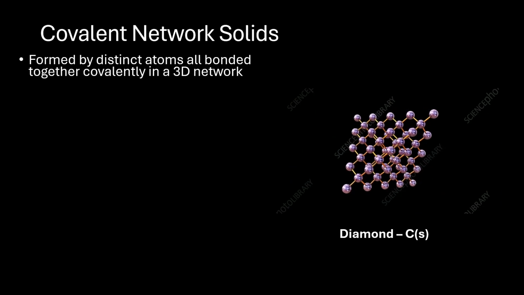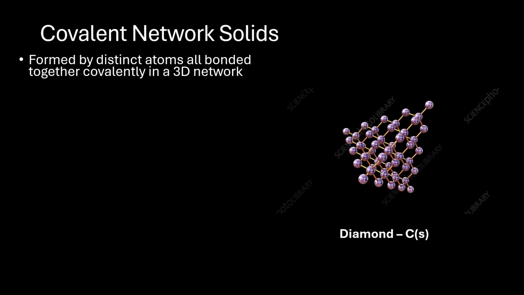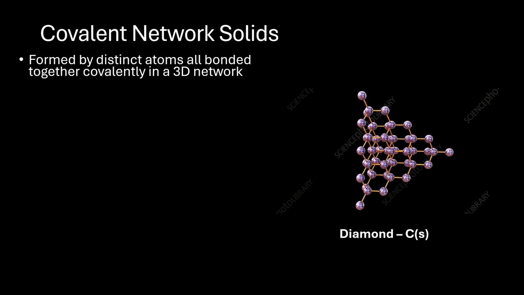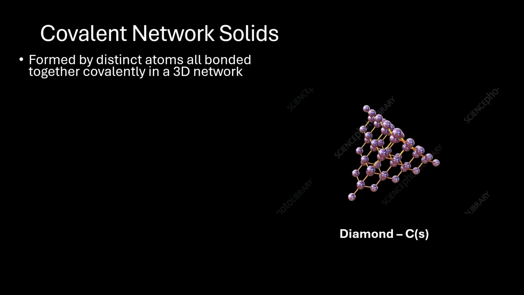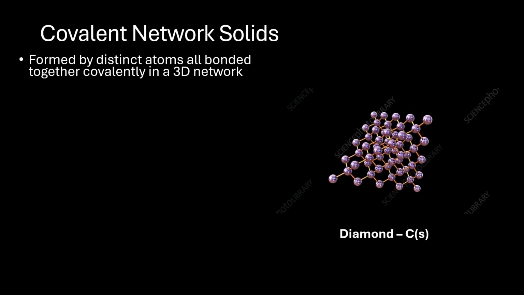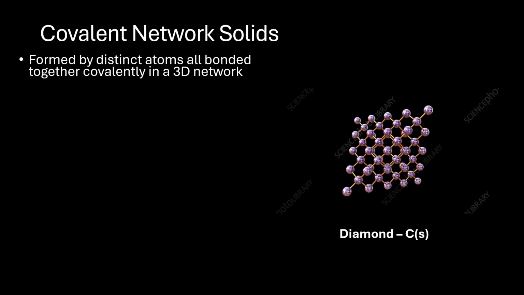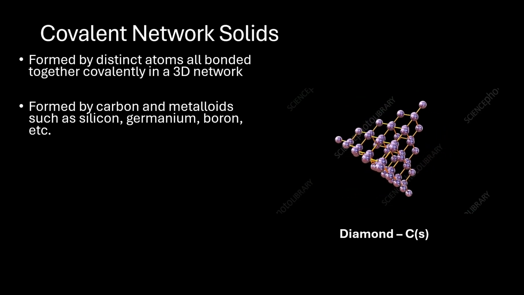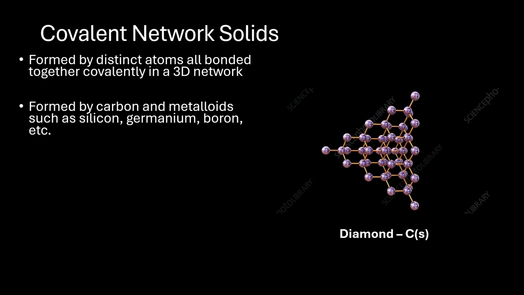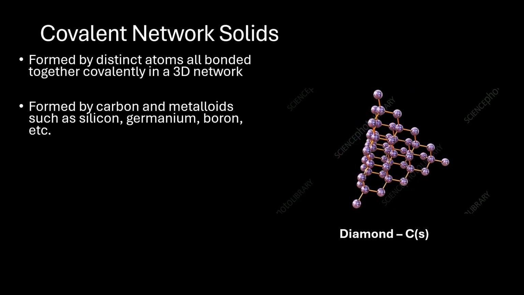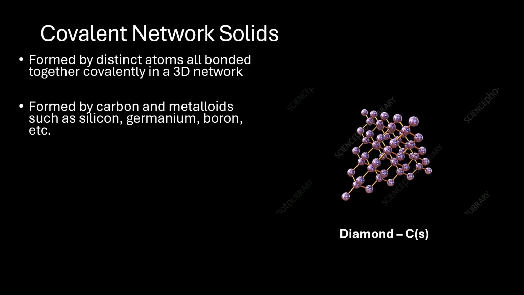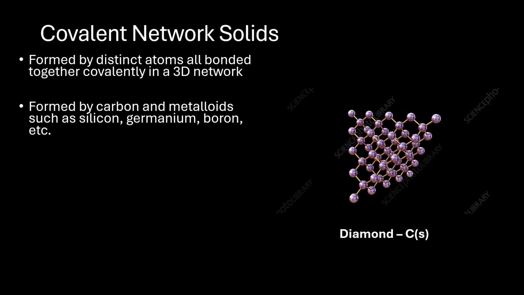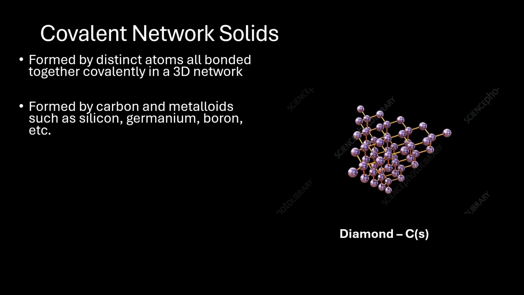And so here, they're going to be formed by distinct atoms, and they're all going to be bonded together covalently in a 3D network. What we're seeing on the right, the picture that's moving and rotating around, is a bunch of carbon atoms covalently stuck together to form this large network. And what we're looking at is the structure of a diamond. They could be formed by carbon, most of the time they're carbon, or other metalloids. So you could see silicon, you could see germanium, you could see boron. The metalloids, the ones between your metals and your nonmetals at that staircase in the periodic table, are what's going to form your covalent network solids.